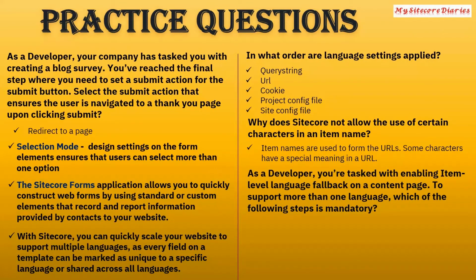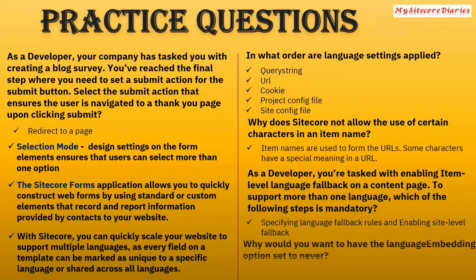As a developer, you are tasked with enabling item level language fallback on a content page to support more than one language. Which of the following steps is mandatory? Specify language fallback rules and enable site level fallback. So you have to specify the language fallback rule and you have to enable the site level fallback.